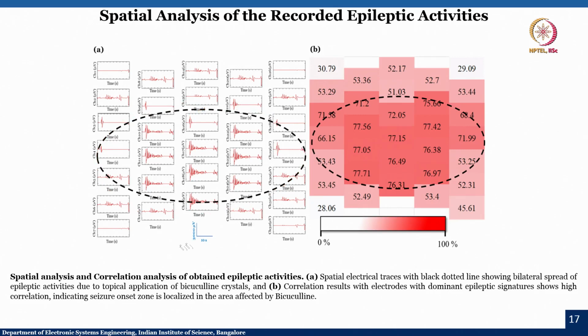That is what this particular image shows. If you read it, it shows electrical traces with black dotted lines showing the bilateral spread of epileptic activities due to the topical application of the baclofen drug. Baclofen is a drug that will cause epilepsy. Finally, B shows correlation results with electrodes with dominant epileptic signatures. High correlation indicates the seizure onset, and it is localized in the area affected by the baclofen.